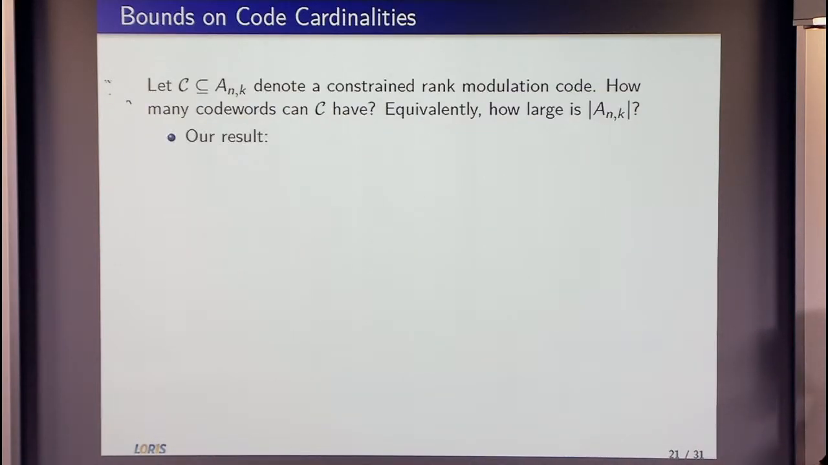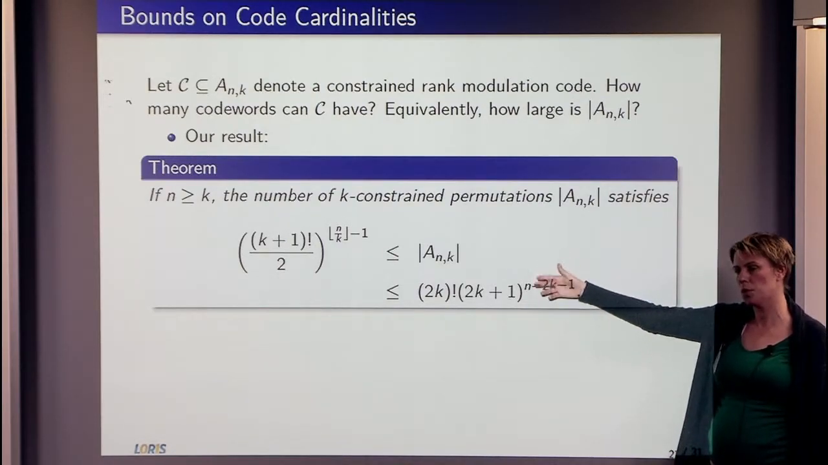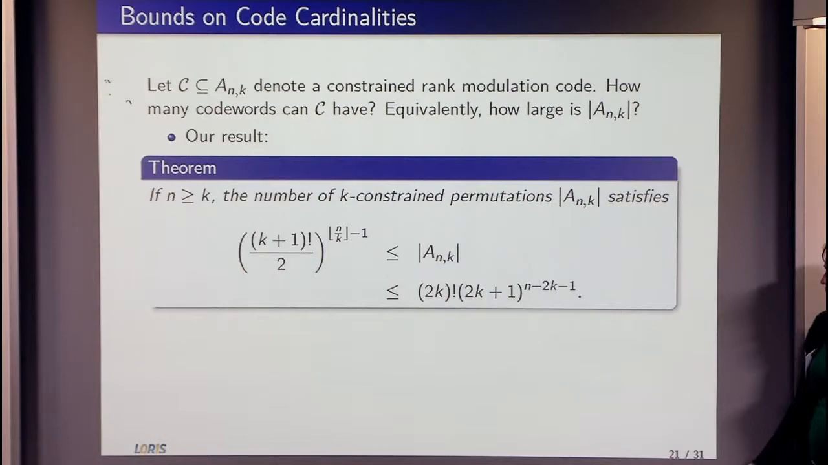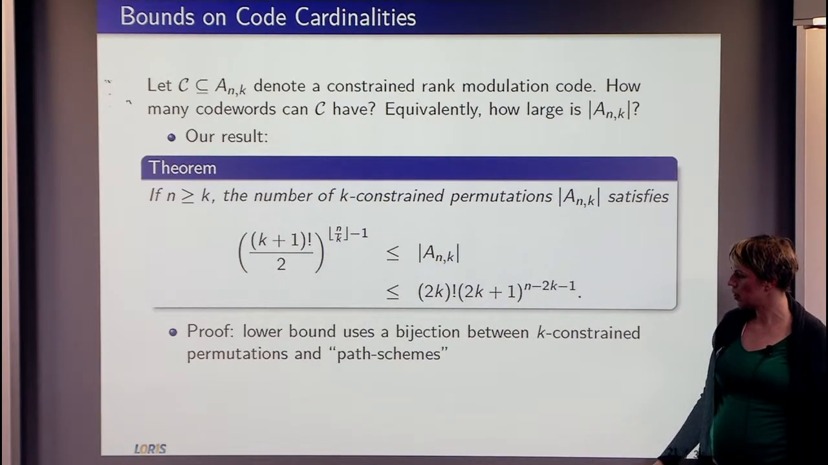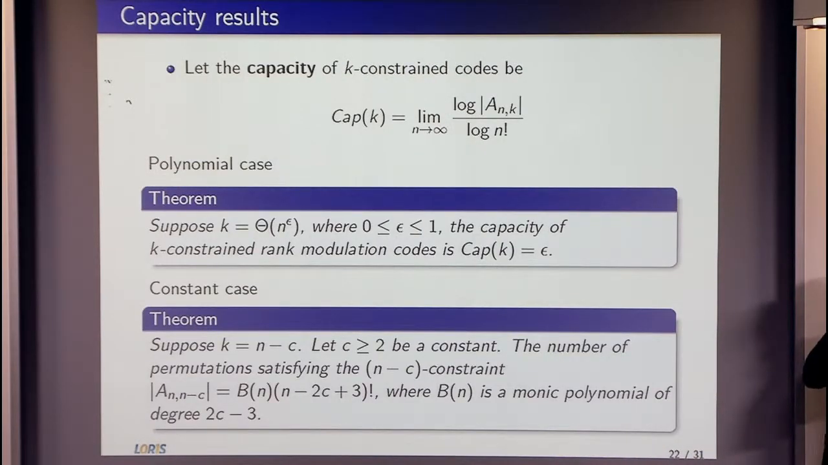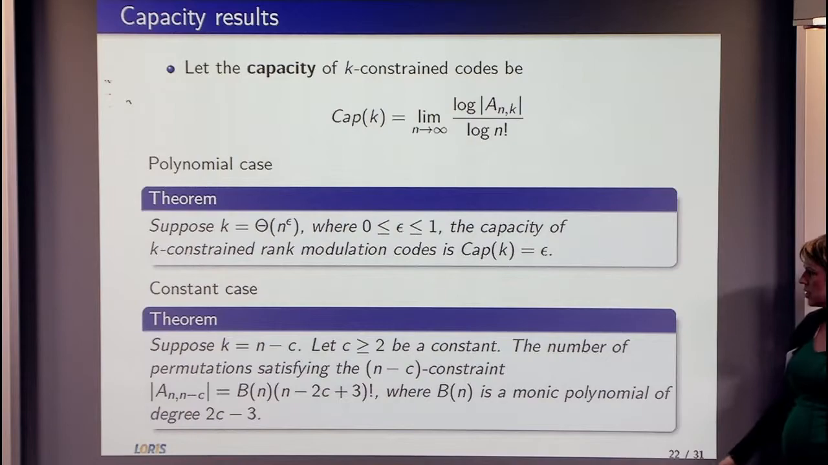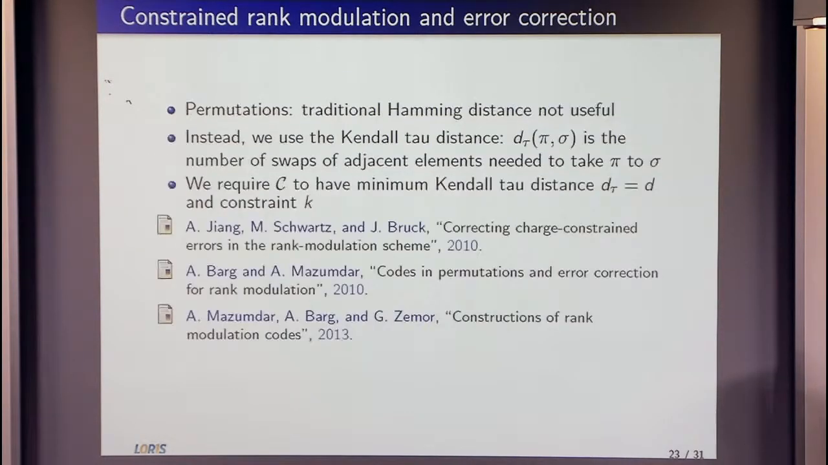As one of our results, we counted all possible constrained permutations under the constraint that we have introduced. We have a lower bound and upper bound, and it uses some combinatorial arguments. We also computed the capacity of such codes, both for the polynomial case in terms of the constraints and for the constant case.